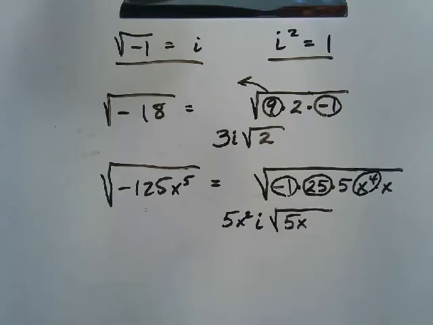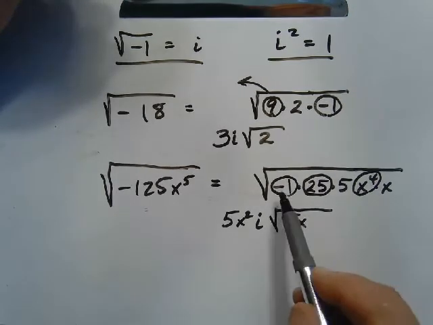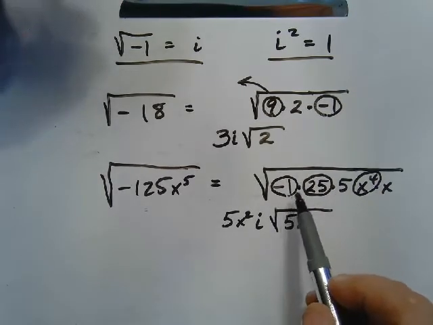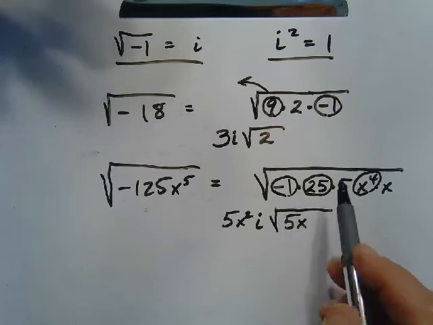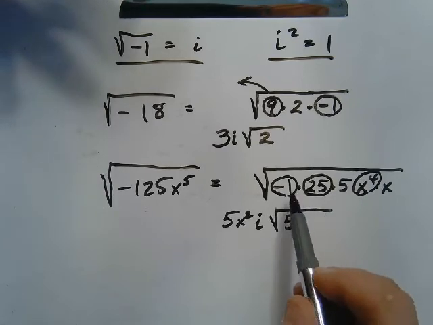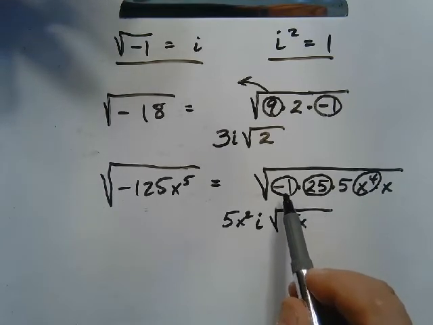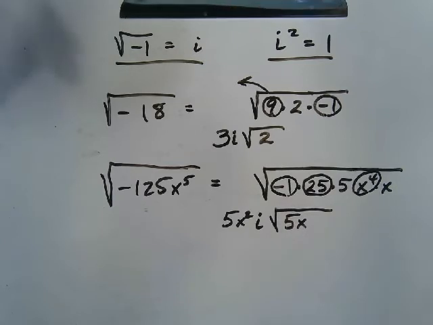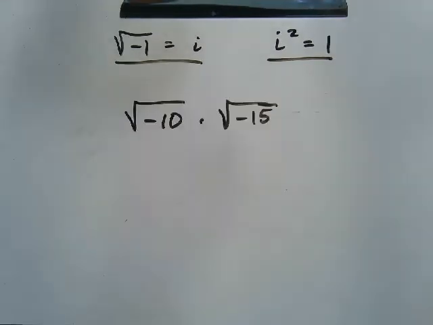You'll notice I wrote the i last here. That's kind of normal procedure. You're going to look for the perfect square factors. And remember now, this is really not much different than what we did before. But now negative 1 is a perfect square factor. Let's try a couple more of these.